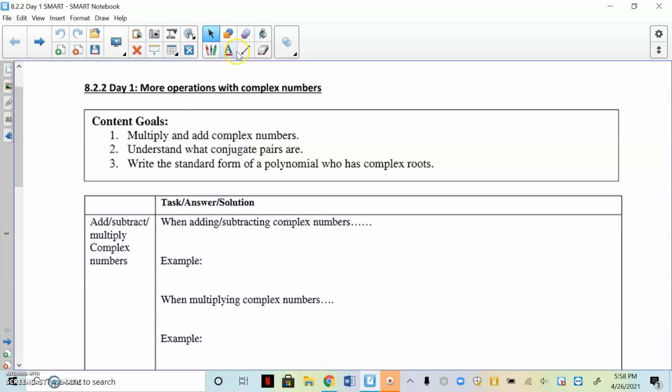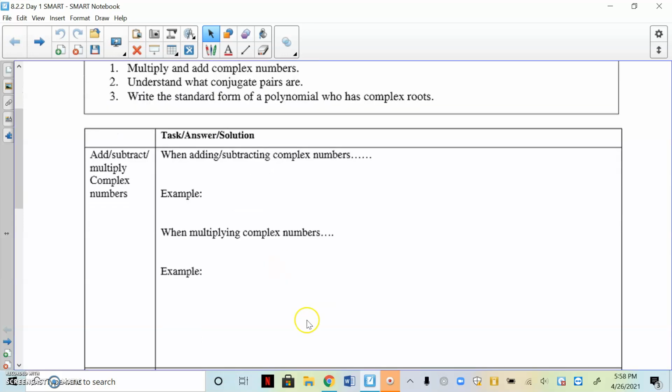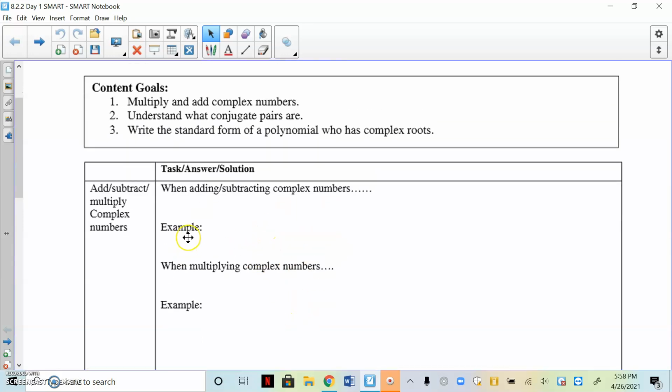Today's focus was just doing more operations with complex numbers. Last week we talked about what complex numbers are, where they come in, how to find complex roots and stuff, and so now we're just going to talk about operations within complex roots and numbers. So we'll start with adding and subtracting.